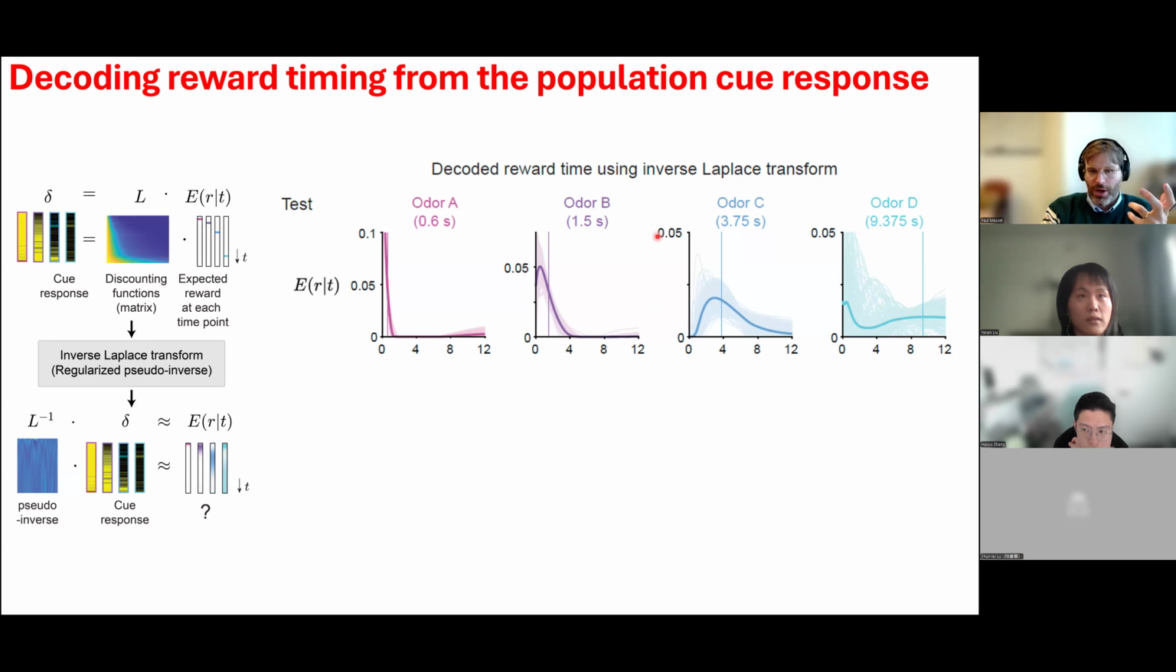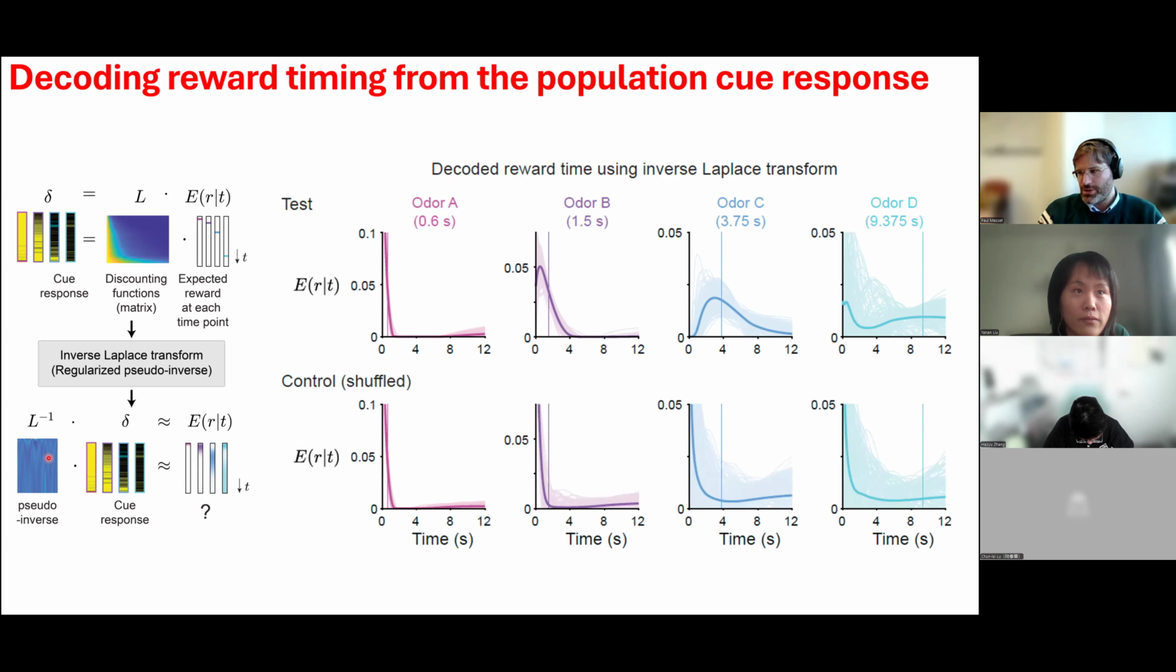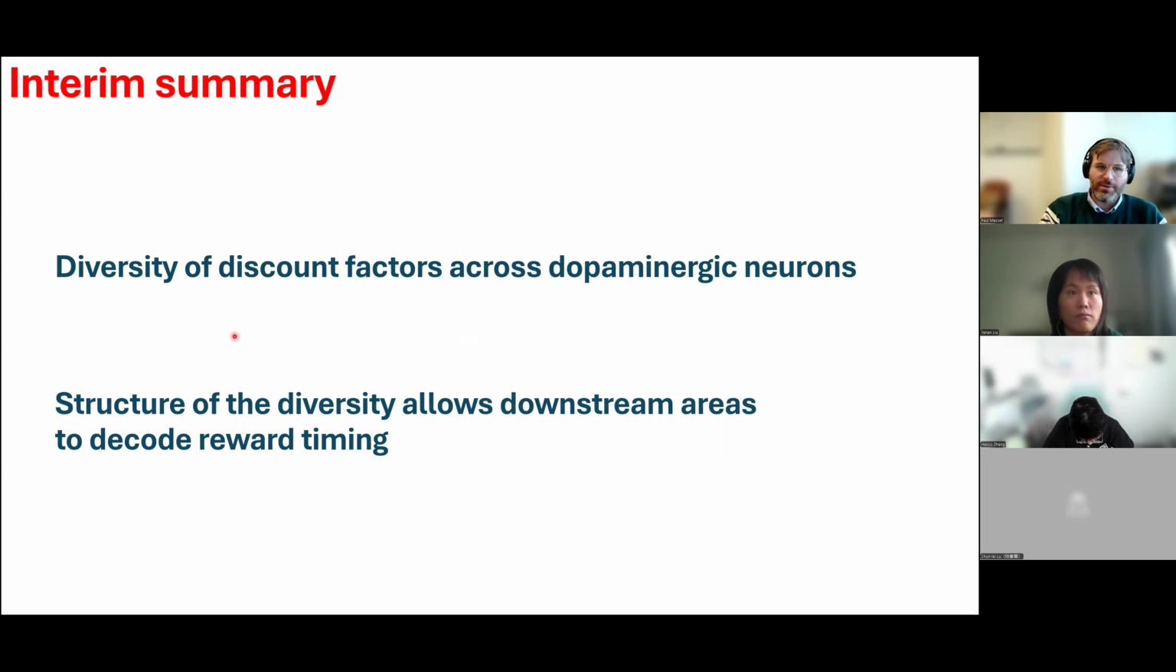And so the final thing is that we wanted to check that this was not something peculiar about the matrix, right? If you break down the identity of the neurons versus the matrix, if you shuffle the rows, you lose these predictions. So it's not just a property of the matrix. And so far, what we showed is this idea that we can establish this diversity of discount factors across the dopaminergic neurons, and then this structure would allow the different downstream areas to decode the reward timing.